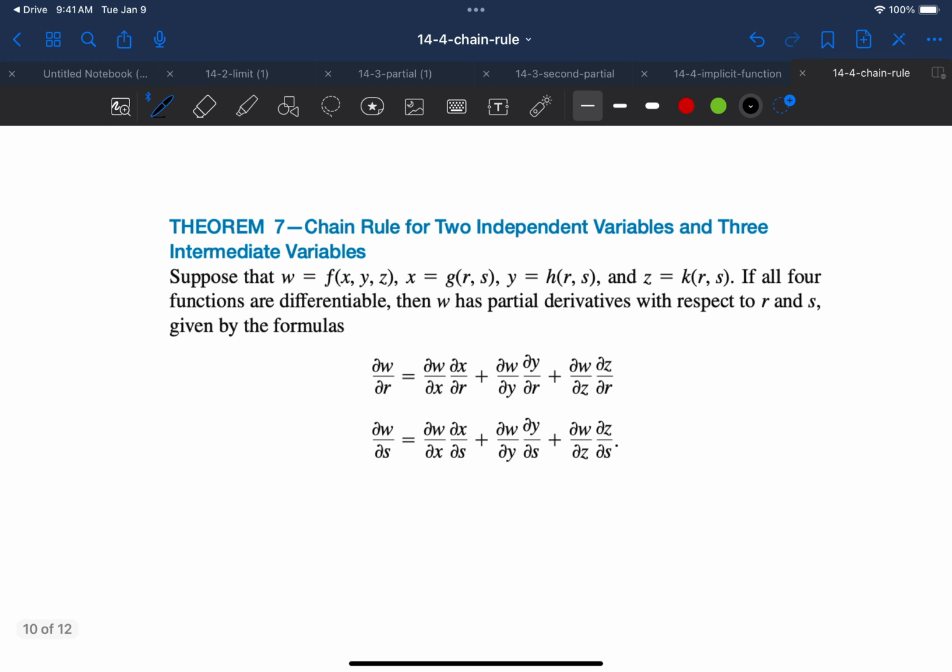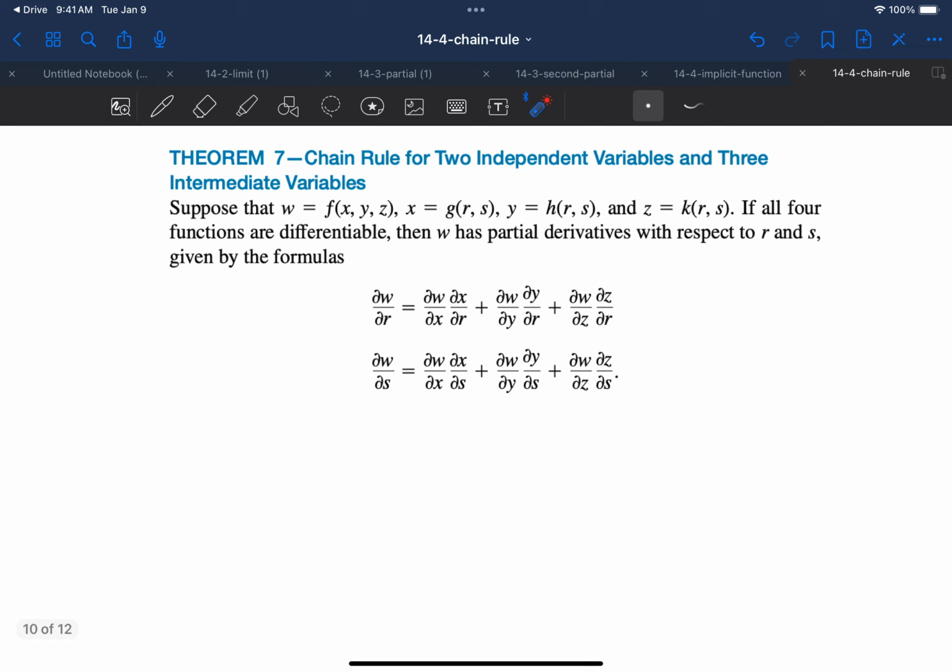Now I guess we can look further and generalize to any complicated structure, as long as you have the idea of the chain rule. So now, Theorem 7: w is still a function of three variables x, y, z, but x, y, z are functions of two variables, r and s. Now, if we put them together, then w can be dependent on two variables, r and s.